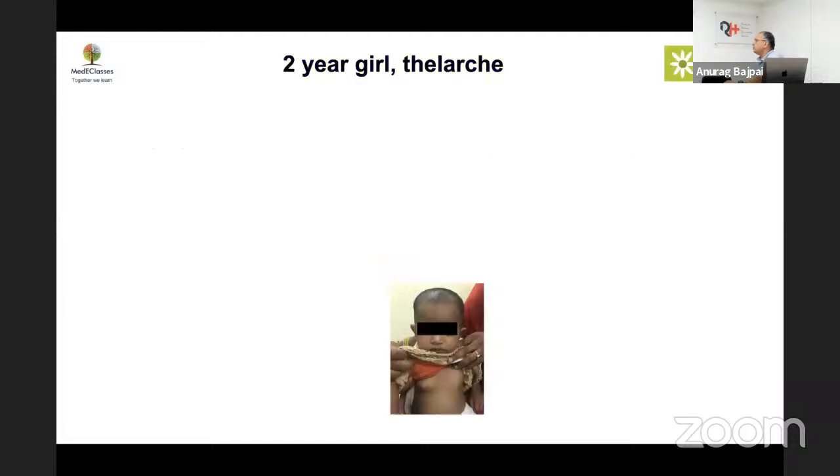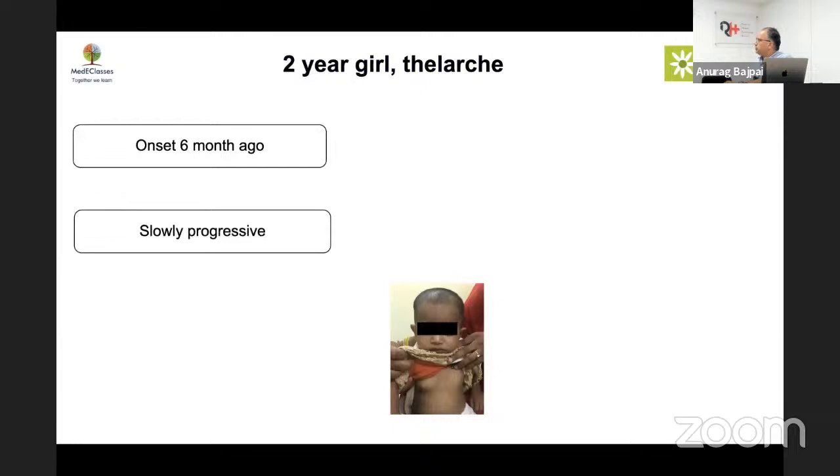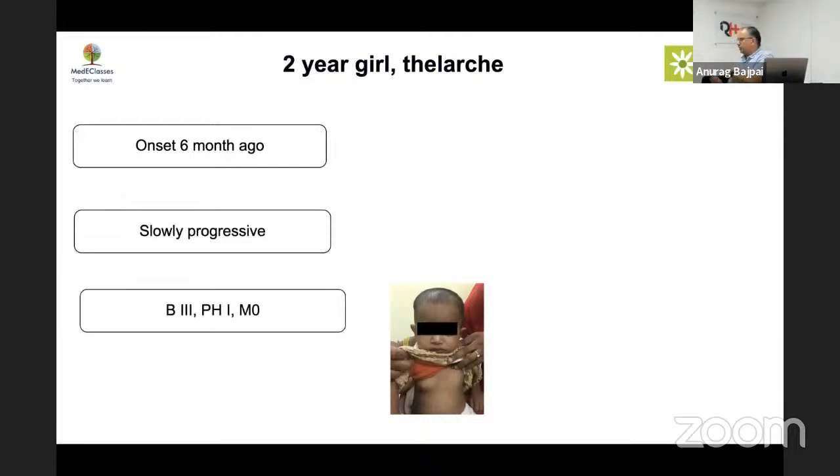be very reliable. So now we have a 2-year-old girl with thelarche, Dhwani, who presented with onset 6 months ago. It doesn't look very progressive. She has stage 3 breast development. What do you think is happening here? 6 months. So, perhaps a functional cyst. It could have flared and regressed. Yeah.